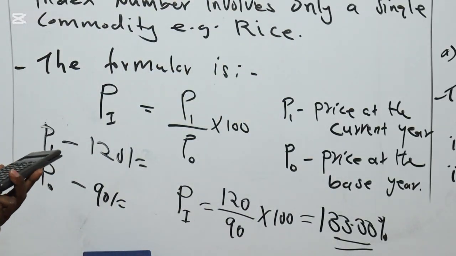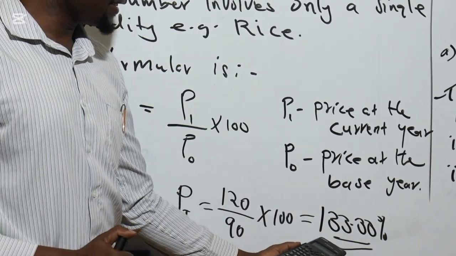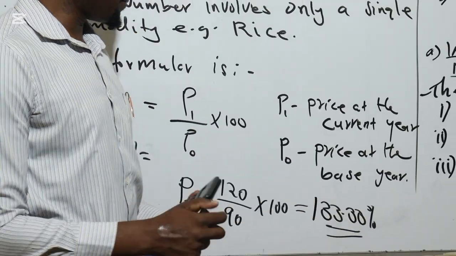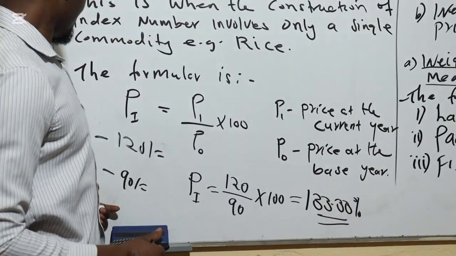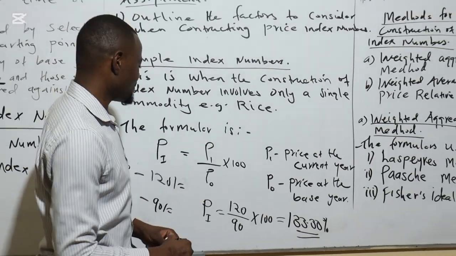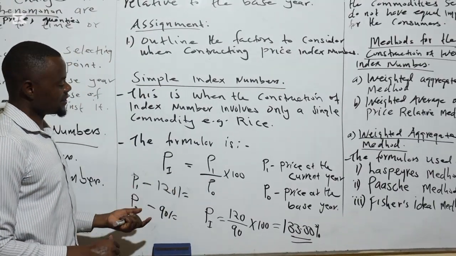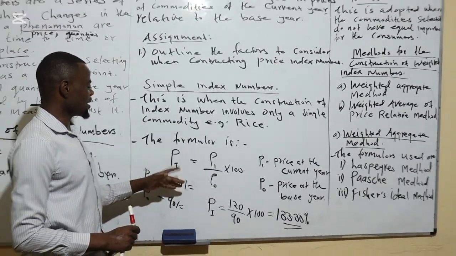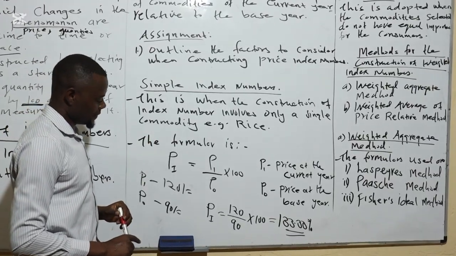This simply means that the price has increased by 33.33% from 2020 to 2025. There is an increase in the price of rice. So that is the simple index numbers. We are only considering one commodity.